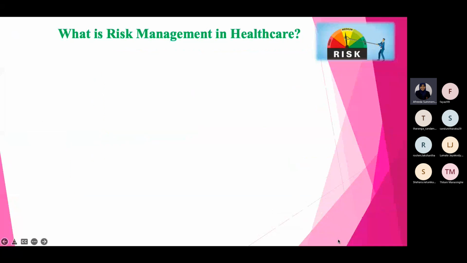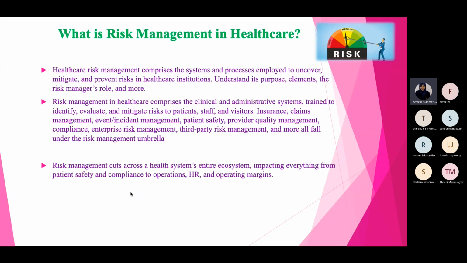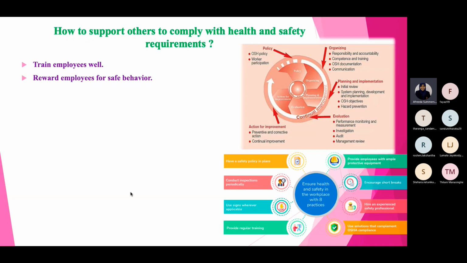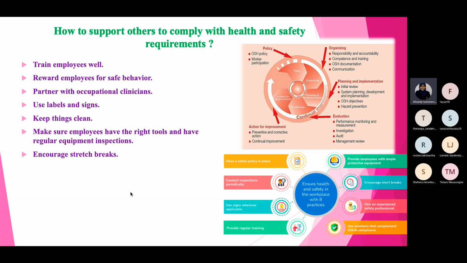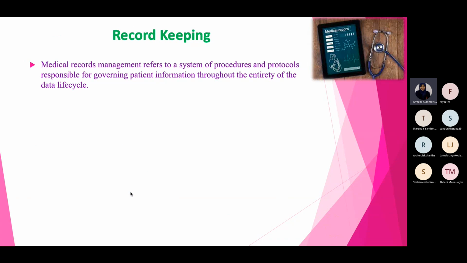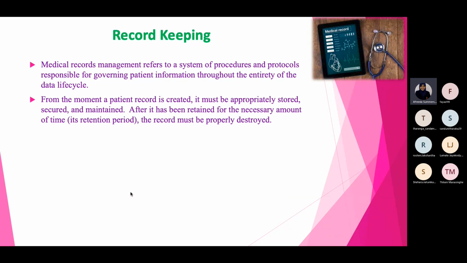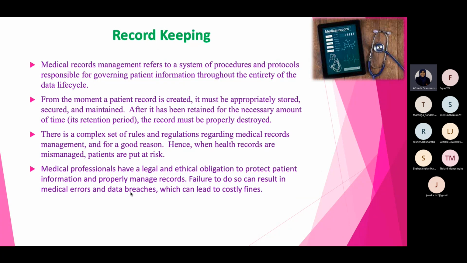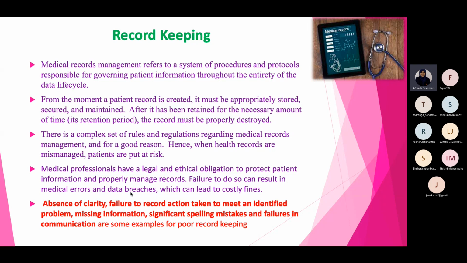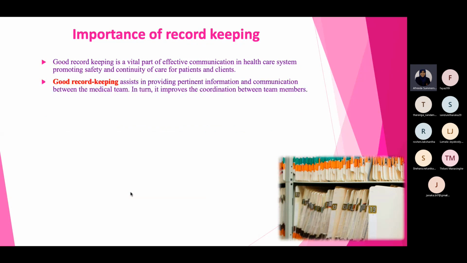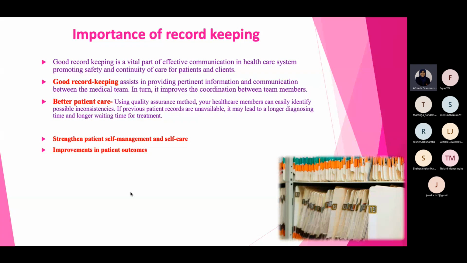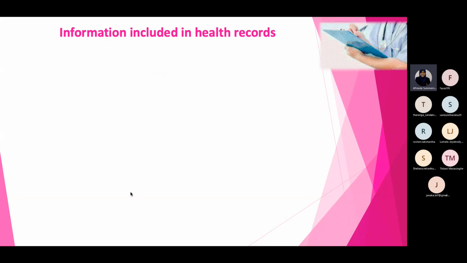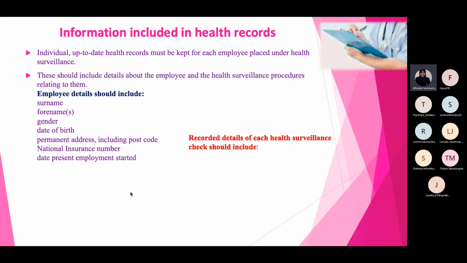Okay. So we learned about that and just on the headings, how to support others to comply with health and safety requirements we studied. And also what is record keeping? Again, you need to know the difference between medical record and health record, who has access to the medical record, who has access to the health record, right? And what are the things that you need to have in record keeping? It is important, like name, gender, date of birth, and so on.